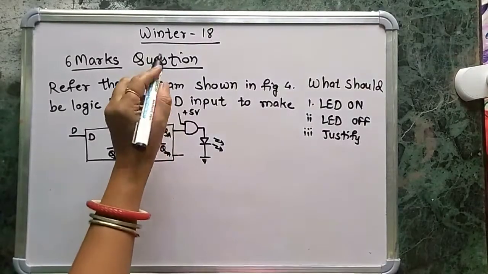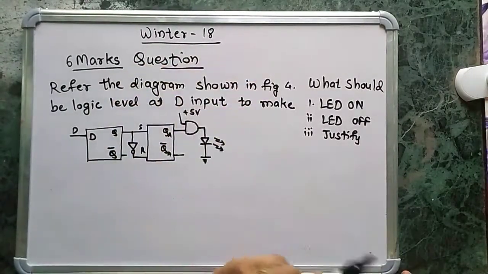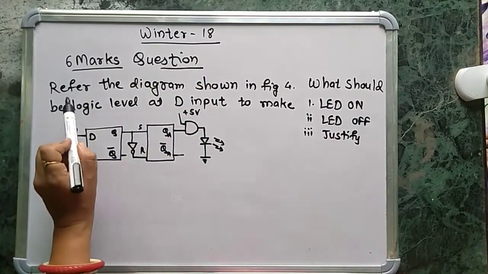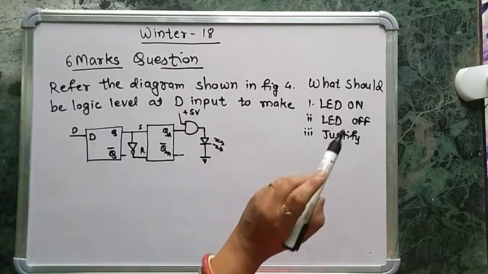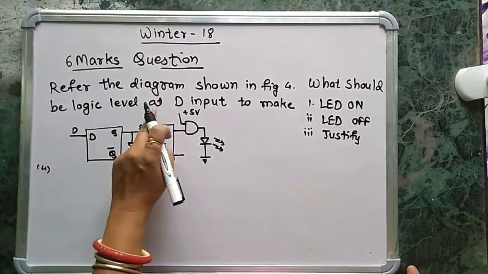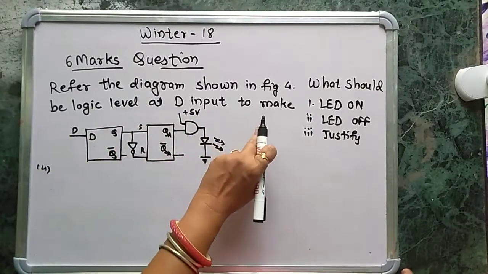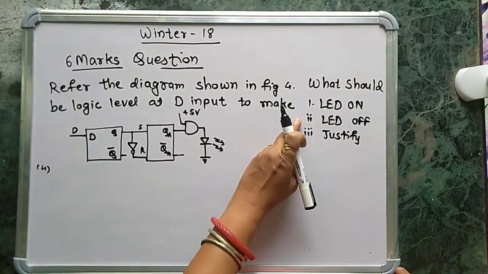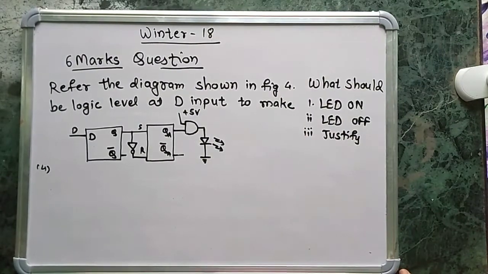So this is the question asked in the winter 18 exam. This is a 6 marks question. The question is: refer to the diagram shown in figure 4. This is figure 4. What should be the logic level at the D input to make the first LED on and the second LED off? Justify your answer.